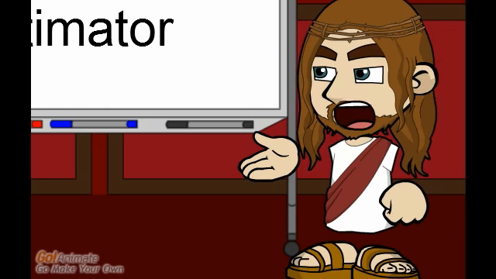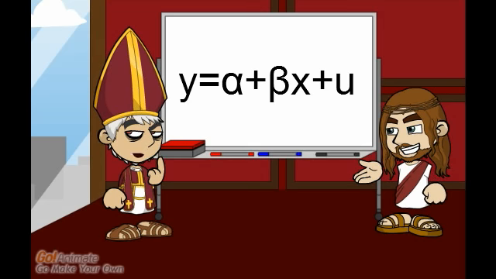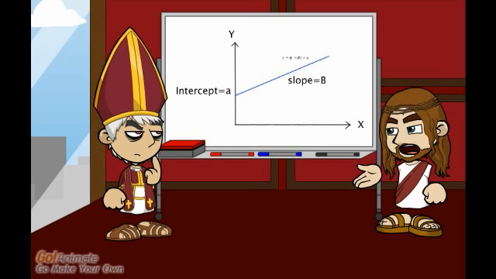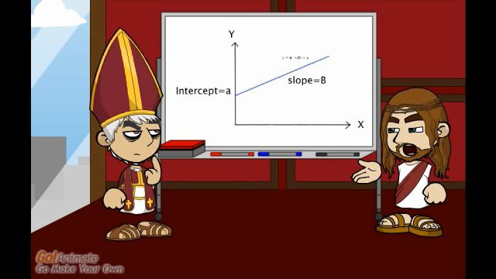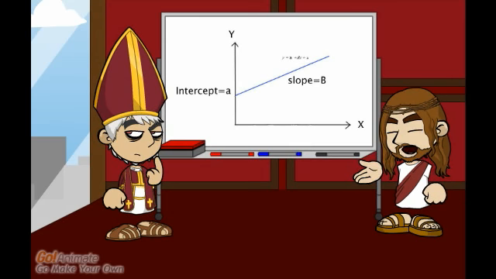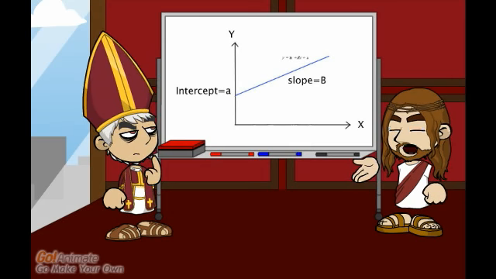Pope, what is the simple one-variable regression equation? I think it is y equals alpha plus beta upon x. Don't forget the error term. Alpha and beta are the regression coefficients. The alpha value can be seen as the intercept of the line, whereas beta is the slope of the line.